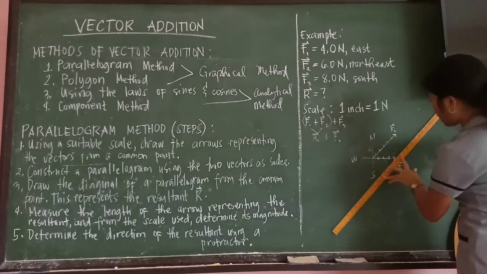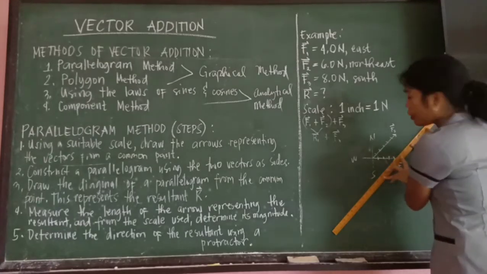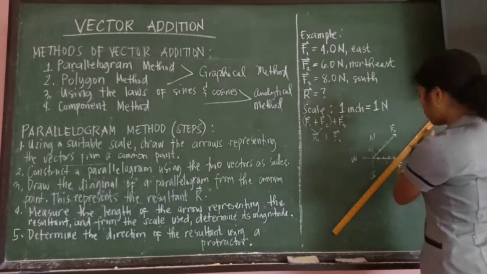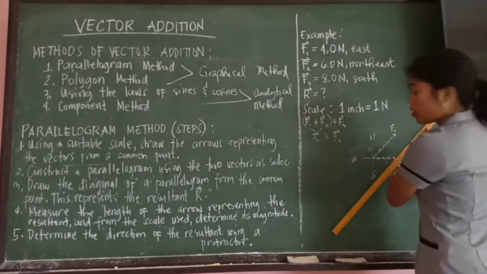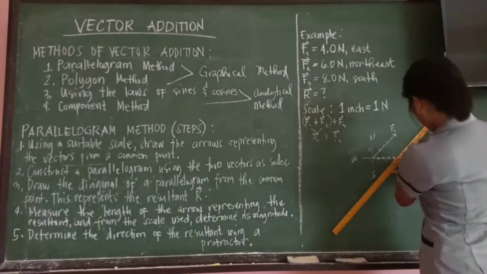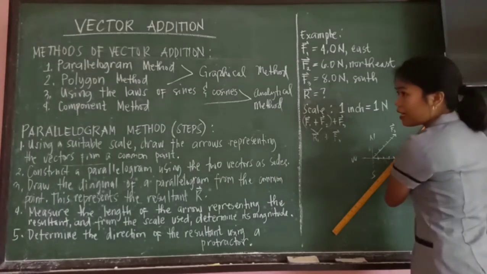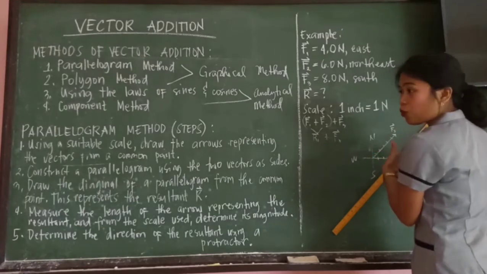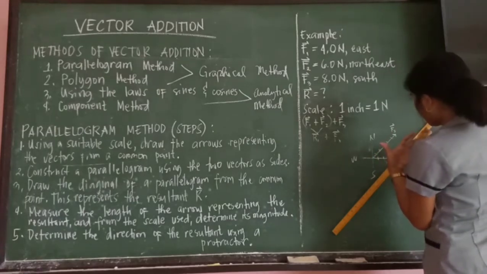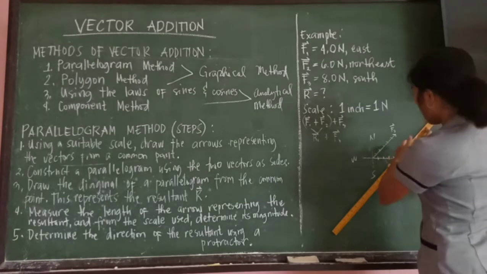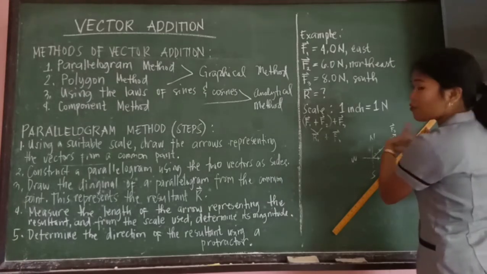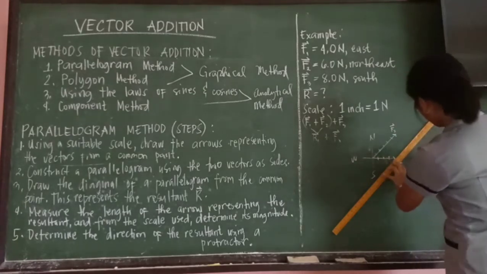Okay, so the opposite of f sub 2 should be connected to f sub 1 or the tip of f sub 1 and then represented by a broken line to tell that the opposite line is not the vector itself.